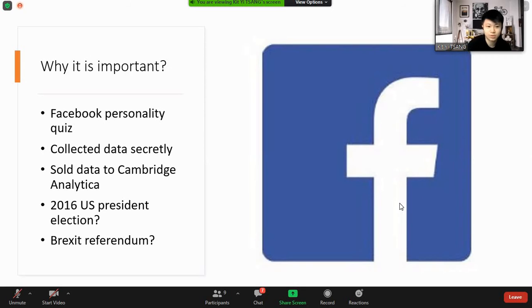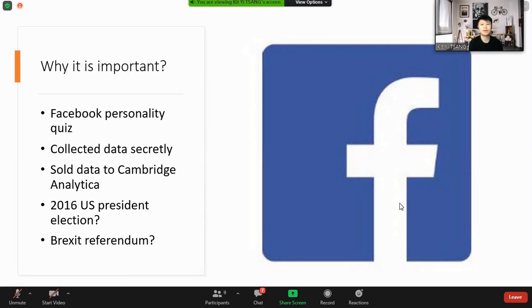270,000 people took the quiz. Meanwhile, their personal data were collected secretly, and their friends' as well. That means even though you didn't download Facebook, your personal data can also be collected, just because one of your friends took an online quiz. It turned out that some of the data was sold to Cambridge Analytica, which is a British political consulting firm.